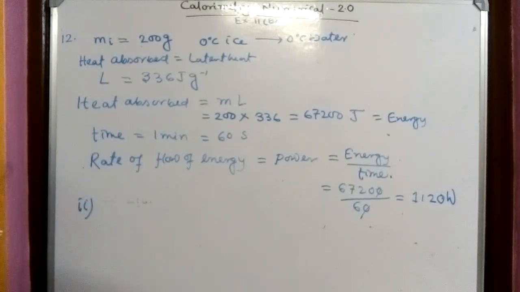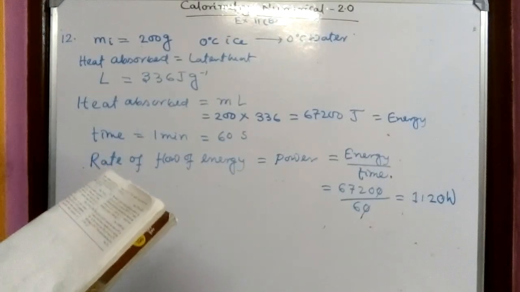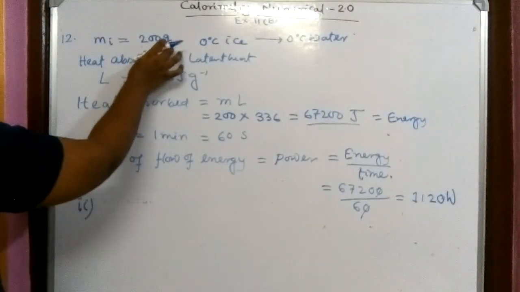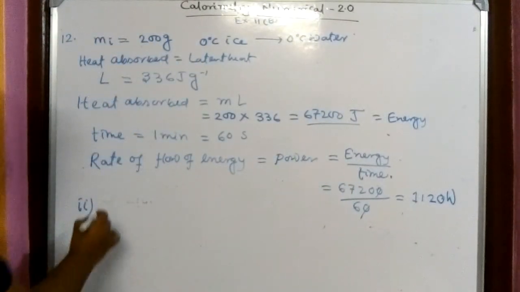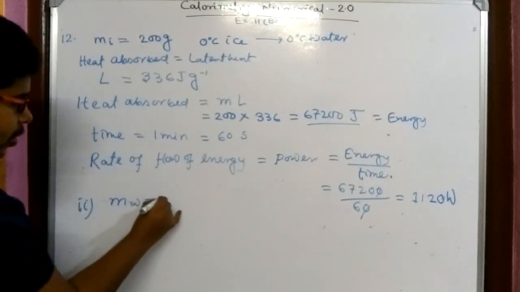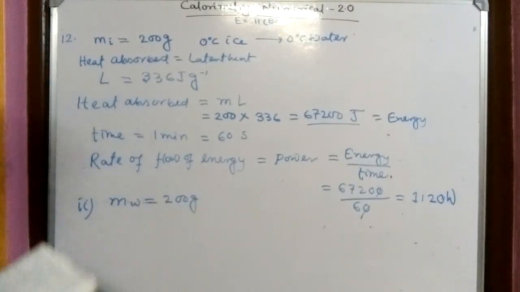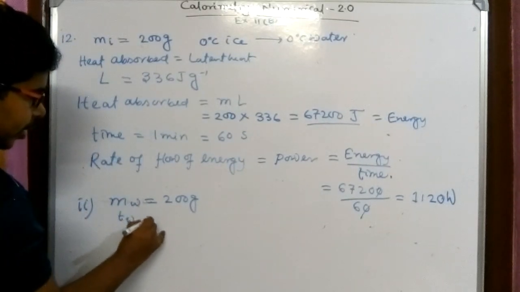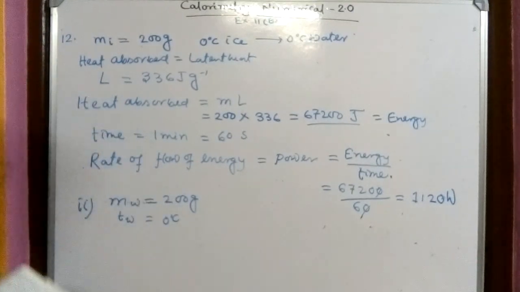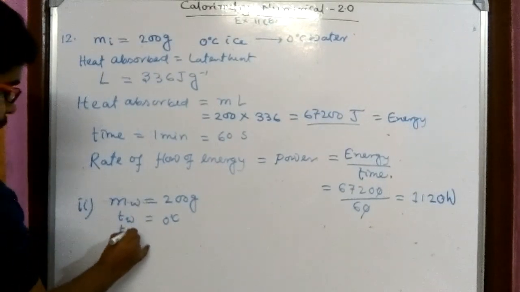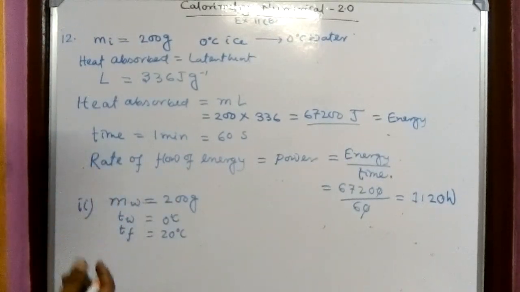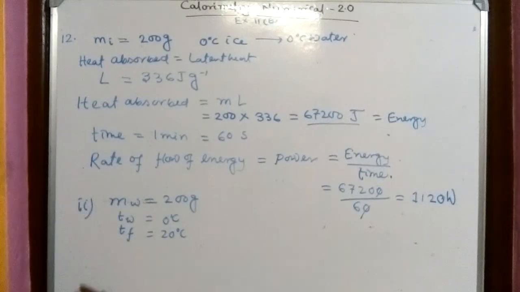Next step is, in how much time will 200 gram of water, because you see, by absorbing this much amount of heat, this 200 gram of ice is converted into water. So we can mention mass of water is now 200 gram. What is its temperature? The temperature of water is 0 degree centigrade now. Now it is converted into 20 degrees centigrade. So final temperature TF is 20 degrees centigrade, right? So how much heat is absorbed?